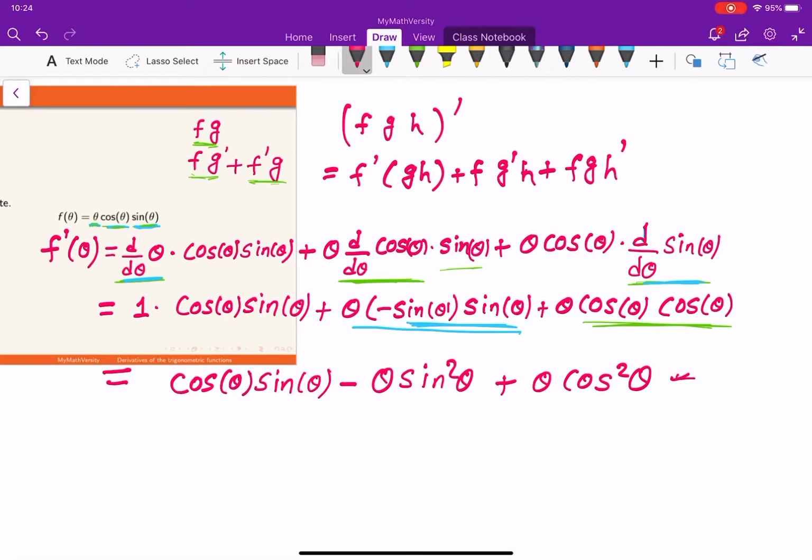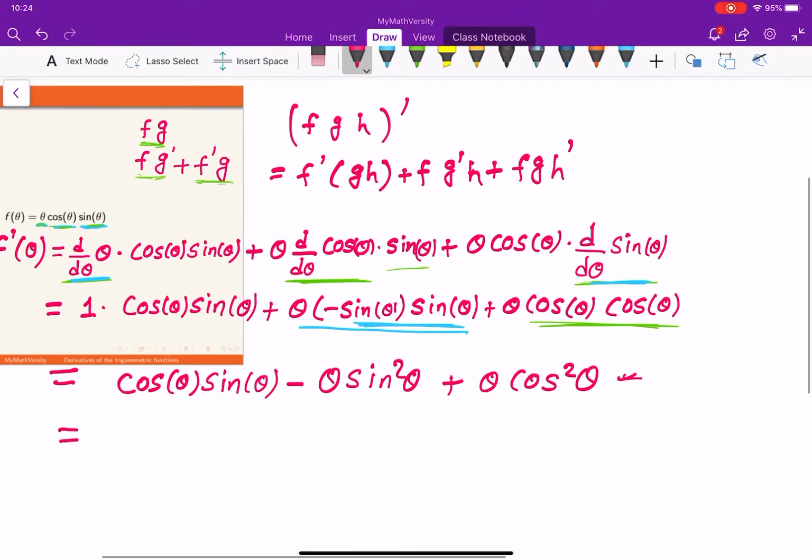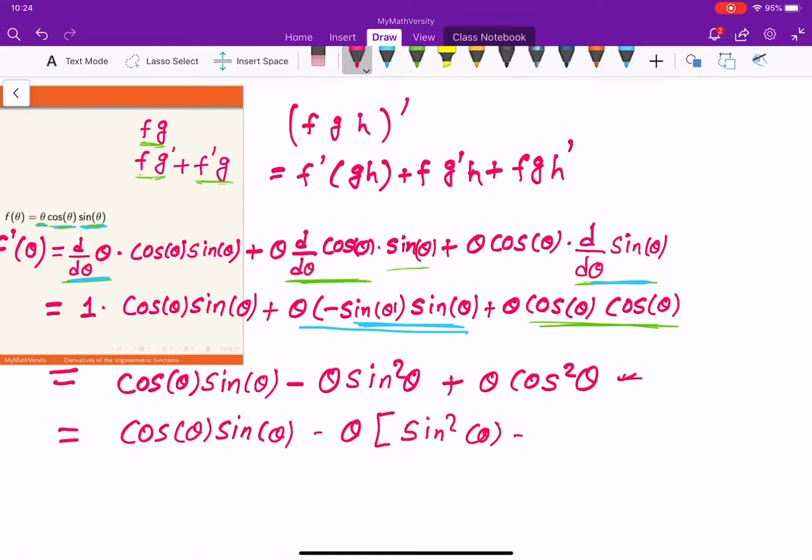So if you like it, you can write that down, or if you want to write some other alternative, this is cosine theta times sine theta. You could take theta out here. When you do that, this will be sine square theta minus cosine square theta. I have written parentheses for the theta somewhere, somewhere not. If you want to write them, it's fine.